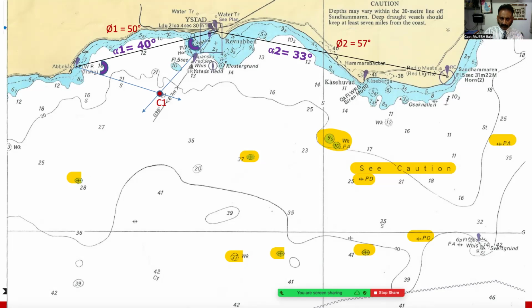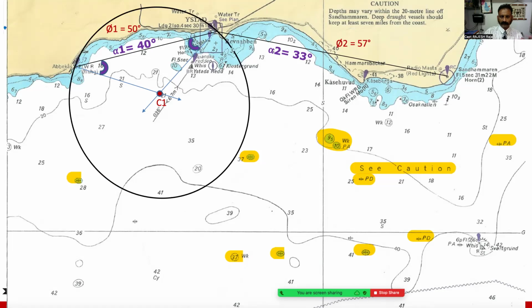Charlie 1 is also the center of the position circle, which I'm going to draw. Then I'll keep my compass needle at Charlie 1. So what is the radius? Radius is from Charlie 1 to either Abekas or the Weisstadt South. Both are same. So I'm going to draw a circle. Okay. You can see circle is passing through both the lights.